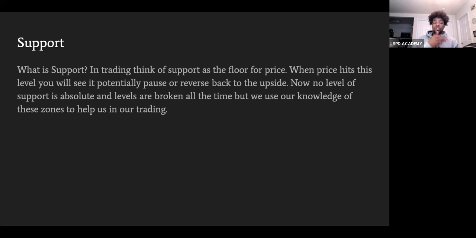And one thing I always want to make sure I clarify is that no level is ever an absolute, right? Levels are broken and respected, broken and respected and tested all the time. So these zones just help give us an indication, a nice picture of where we can see price potentially go.